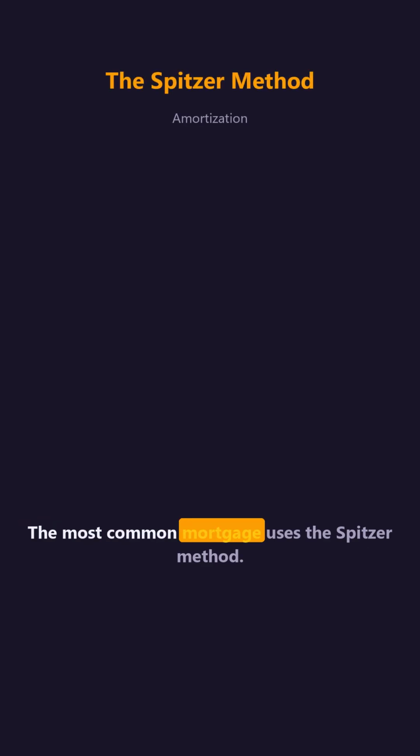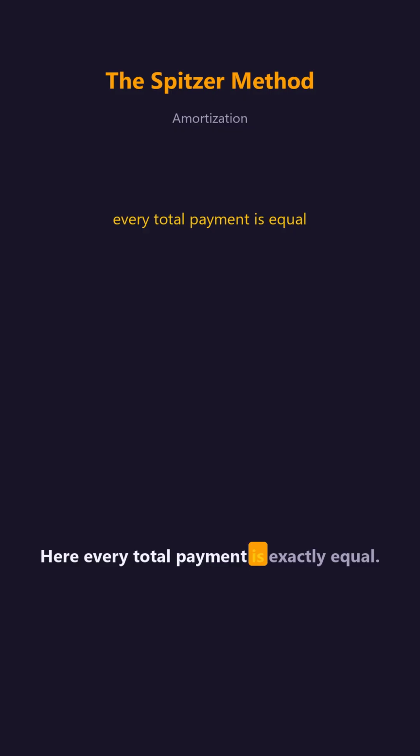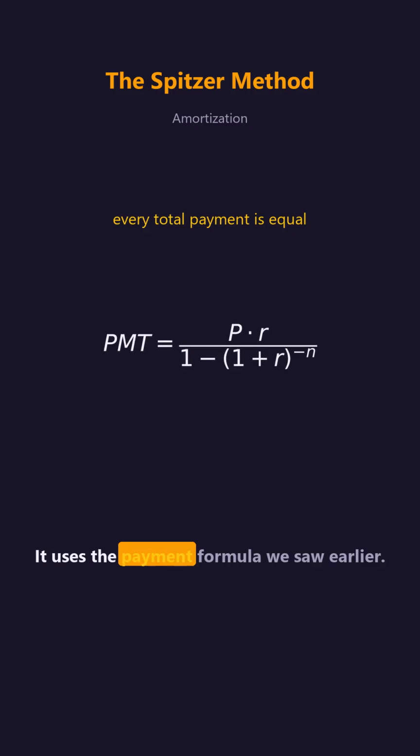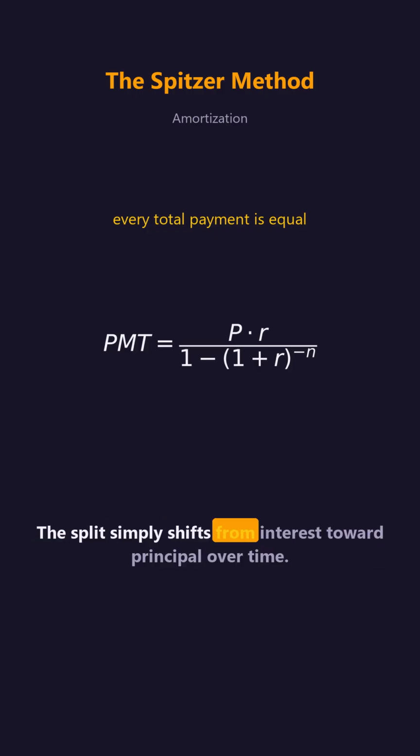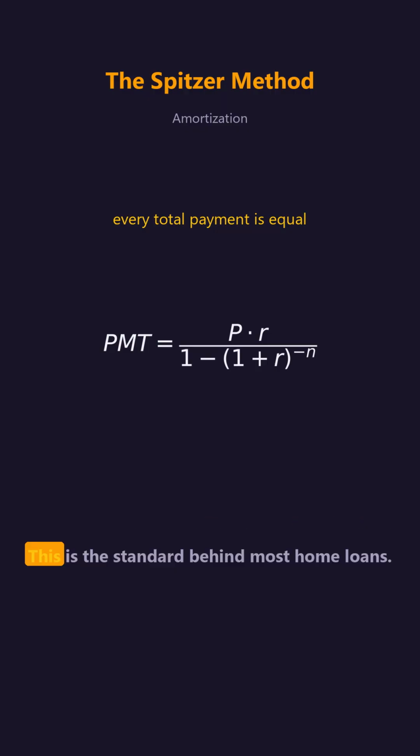The most common mortgage uses the Spitzer method. Here every total payment is exactly equal. It uses the payment formula we saw earlier. The split simply shifts from interest toward principal over time. Equal payments make budgeting easy for the borrower. This is the standard behind most home loans.